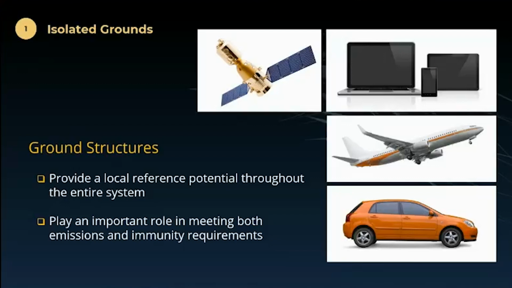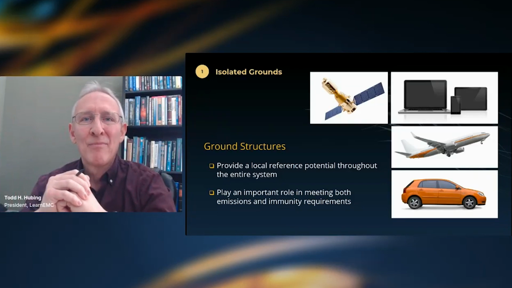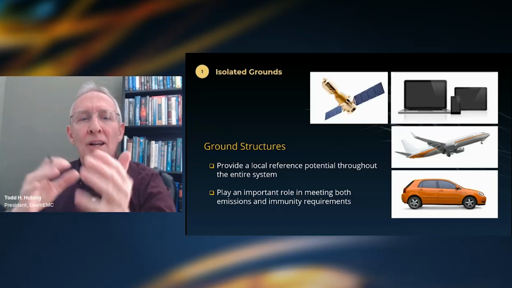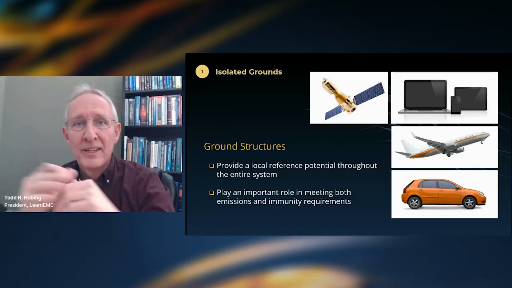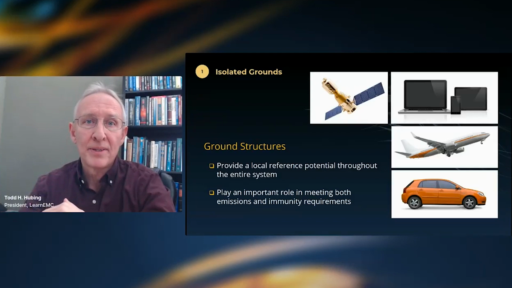Most of your products have big metal stuff, and that big metal stuff is your ground structure. So I show a satellite, some consumer electronics items, an aircraft, an automobile. In every one of those products, there's something really big and metal. That's our ground structure. We don't get to redefine where our ground is. That is our 0-volt reference. It's our local 0-volt reference throughout the entire system. And it plays a really important role in meeting the EMC requirements.